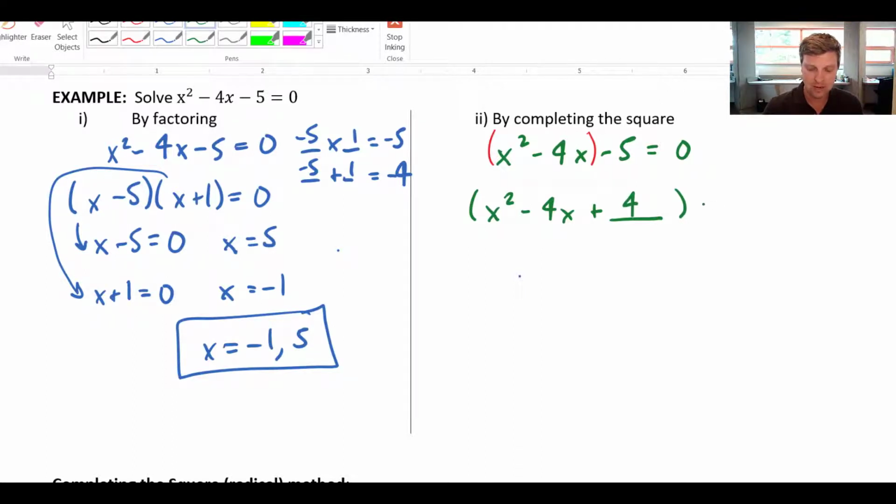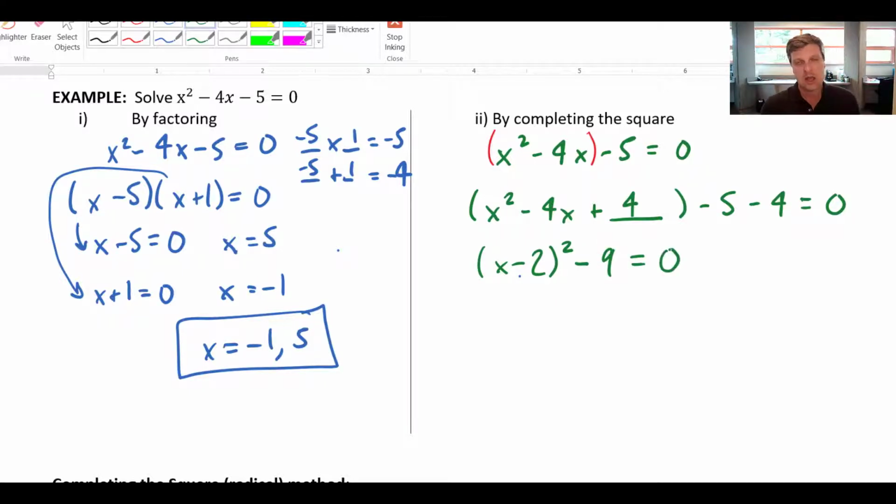Of course, on the outside of my brackets, I still have a -5 because it was there before. And I can't just add 4 to an equation and have everything be okay. I need to also subtract 4 on the outside to make up for that, and that is going to equal 0. So this can now be written as a perfect square, which is (x minus 2) squared minus 9, and that equals 0. This is basically the vertex form of the functions that we saw before.